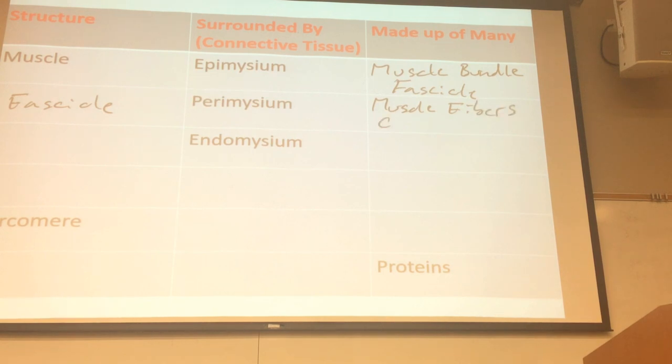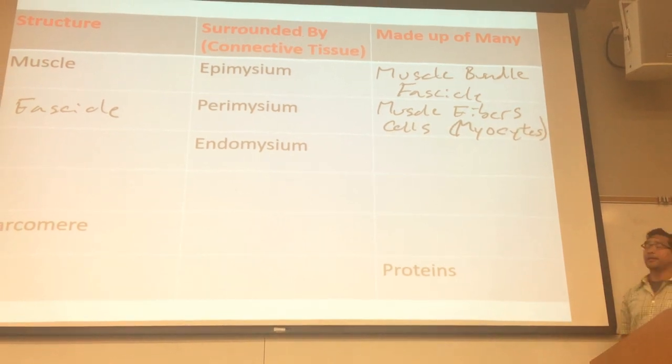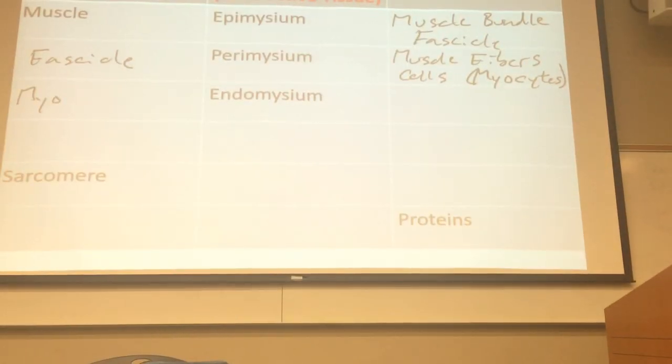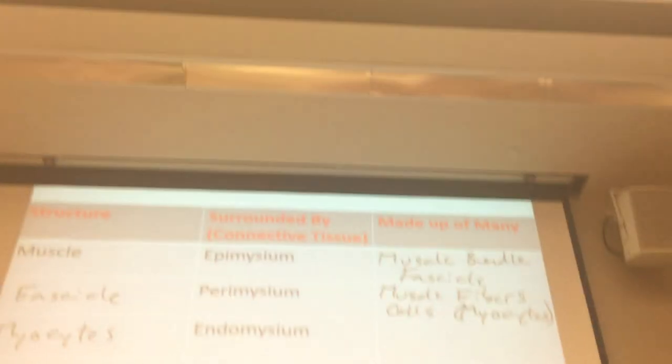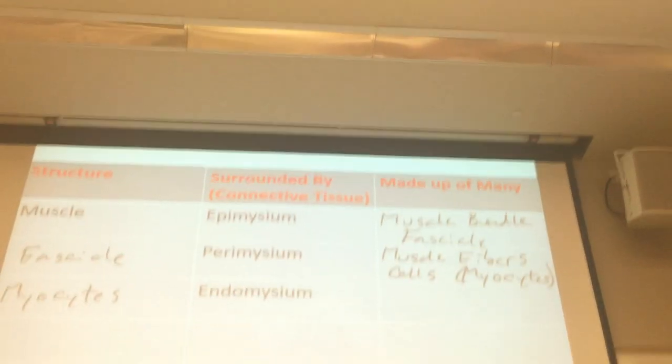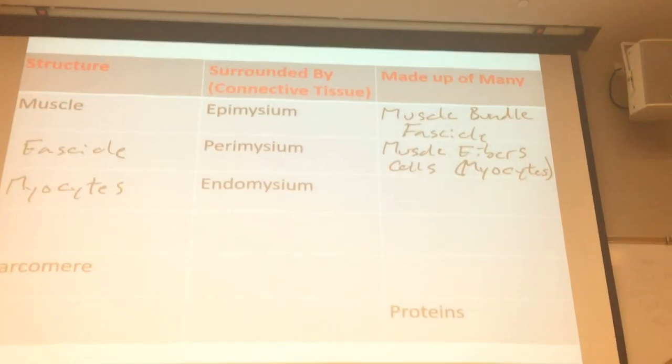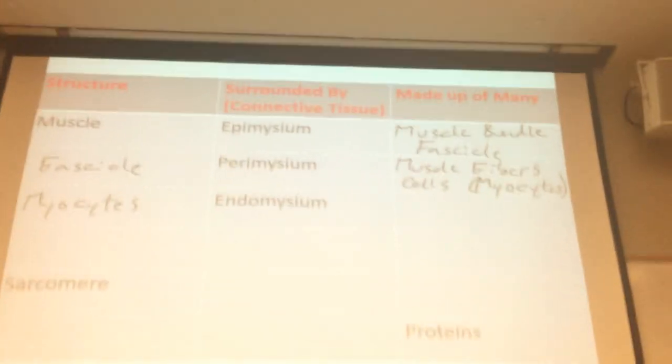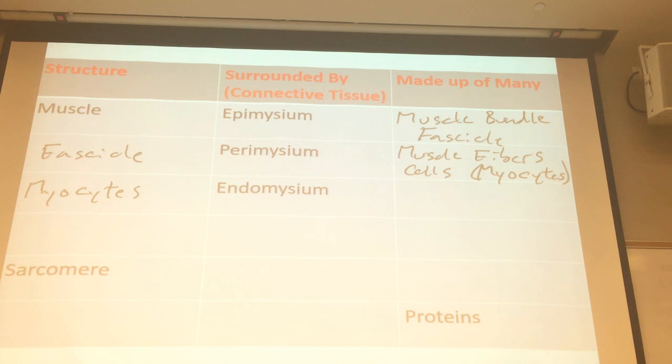Muscle cells. So if they're muscle cells, then they are myocytes, because that's how you say muscle cell, myocytes. So over here we have myocytes, which are surrounded with an endomysium. And then, within the endomysium, what do we have? A whole bunch of myo what? Fibrils?